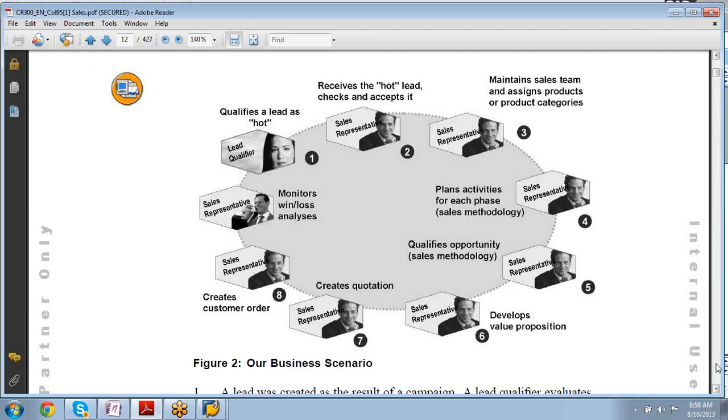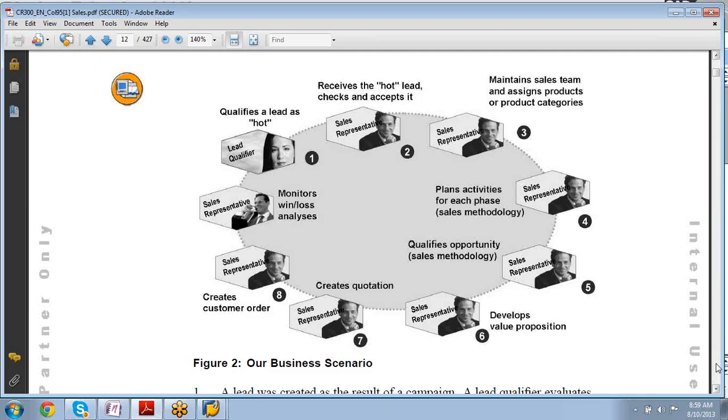So you can see this receives the hot lead, checks and accepts it, maintains the sales team, assigns products or product categories, and plans activities for each phase. Then it qualifies the opportunity and develops the value proposition. This value proposition is what we're talking about when creating an order or a contract. A long-term process can be a contract, and a one-time business can be an order, or from a contract we can have repetitive orders through reference to a contract.